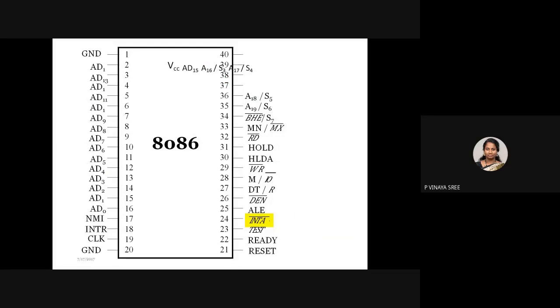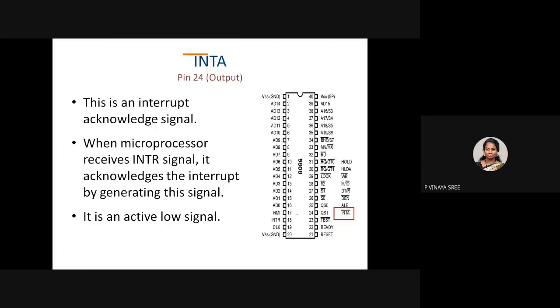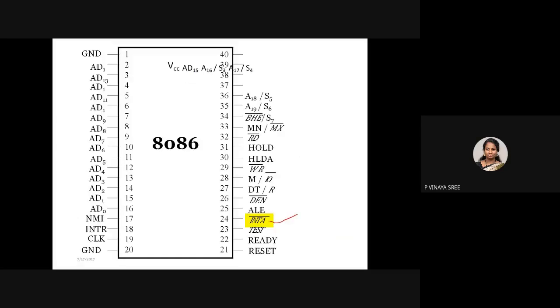Did we discuss this INTA bar? What is this INTA bar? Interrupt acknowledgement. I explained interrupt acknowledgement in which concept?